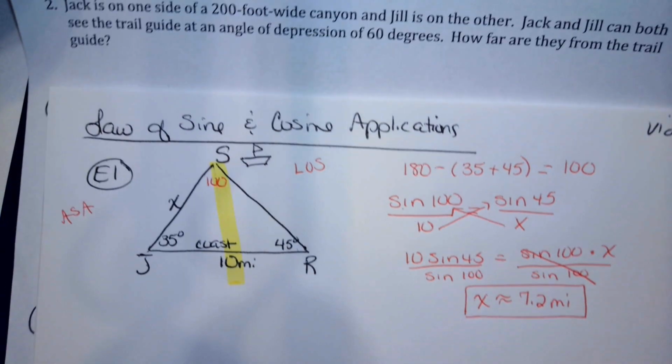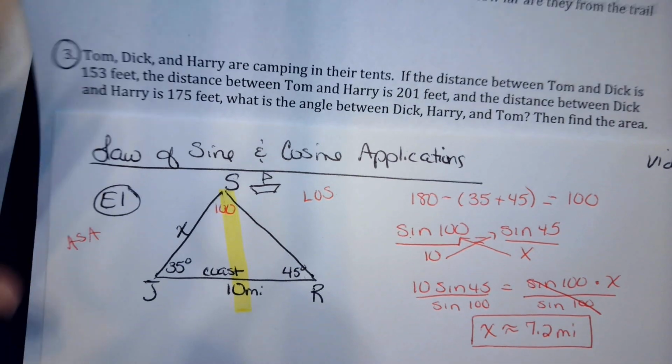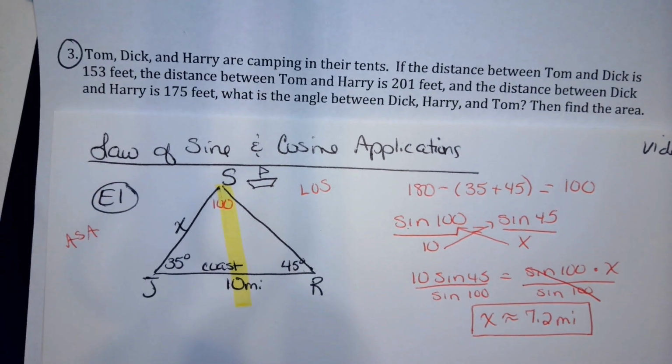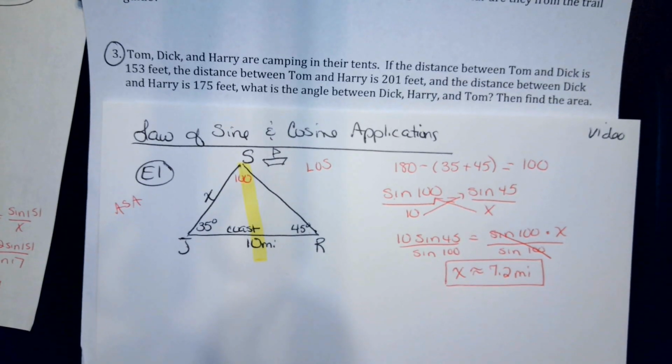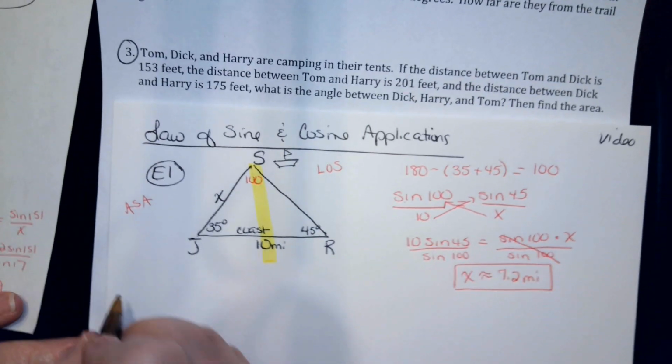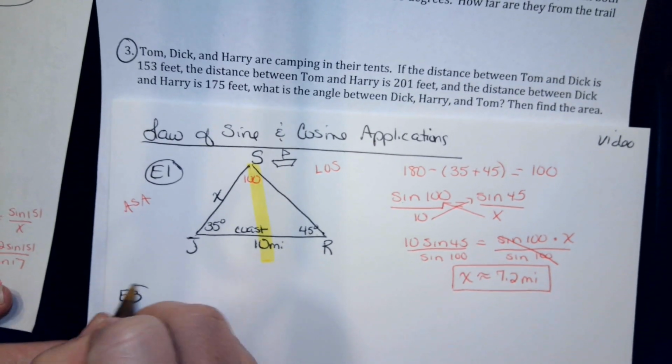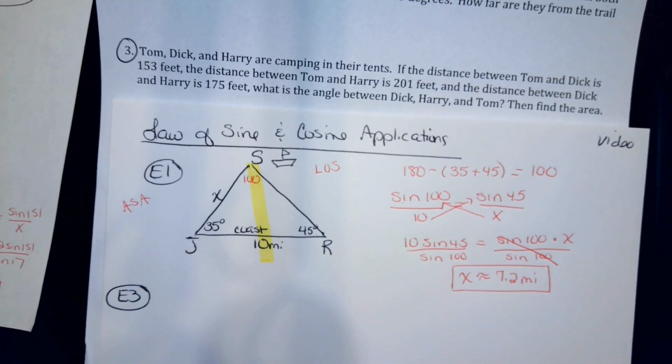All right, move into example 3. So we're going to come right here in our notes and we're going to put E3. All right, Tom, Dick, and Harry are camping in their tents. If the distance between Tom and Dick is 153 feet, the distance between Tom and Harry is 201 feet, and the distance between Dick and Harry is 175 feet, what is the angle between Dick, Harry, and Tom?